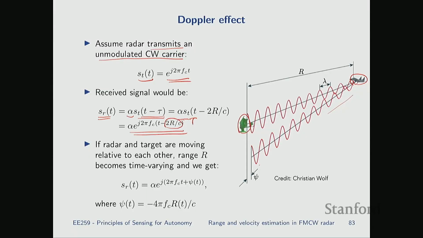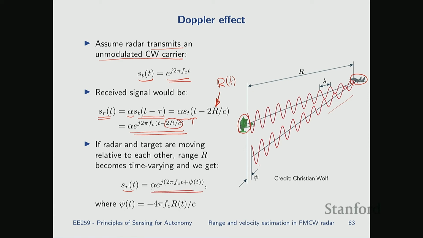Okay. Now, what changes is that if the radar or the target or both of them are moving, then this r changes with time. It's not a constant anymore. So it becomes r of t if there's movement involved, right? So in that case, the signal that you receive is going to be given by this expression.